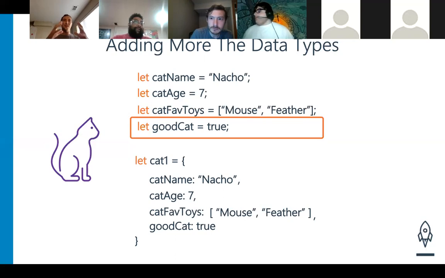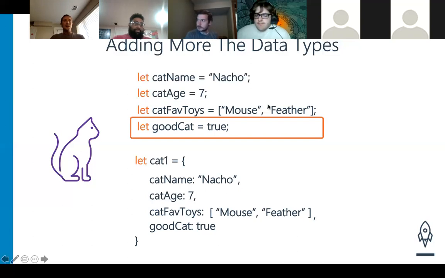We can put this all together into one big cat object. Do we need a comma after the closing bracket for cat's favorite toys? Absolutely, and you should see that on your screen. We definitely need a comma at the end of that bracket. So yes, yes, yes, absolutely. Always put a comma at the very end of that line.